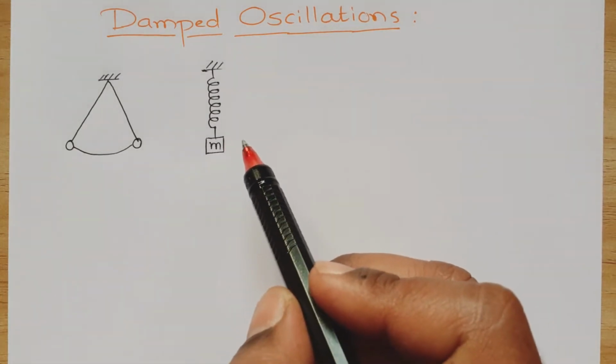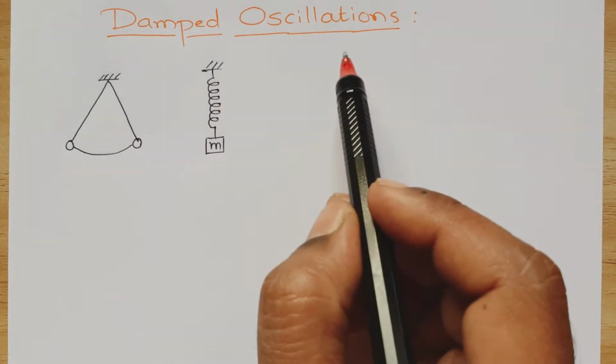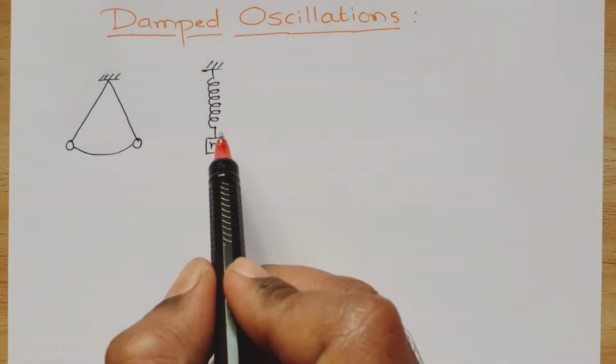Hello everyone, in the previous video we have seen the free oscillations. Now we will go ahead with the damped oscillations. Again we will take the same examples, that is simple pendulum and the spring.